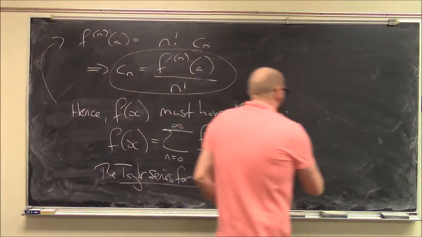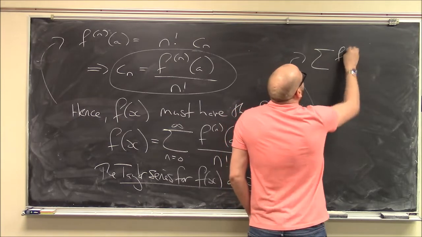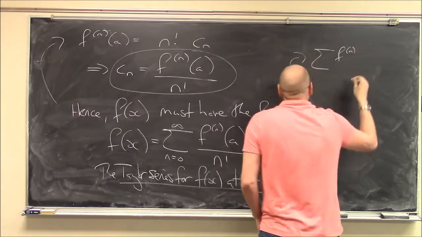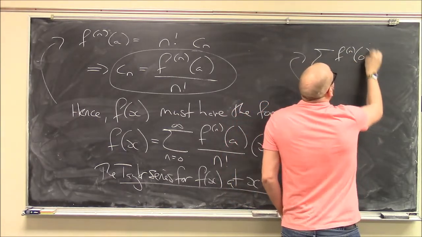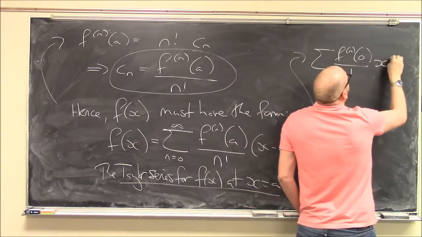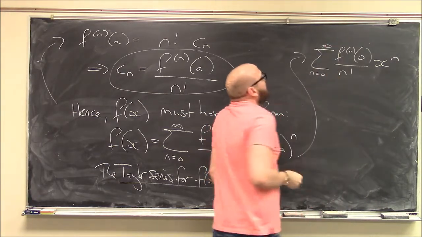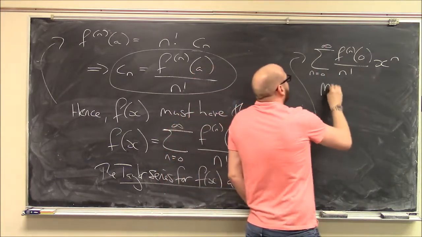The particular case when you take a to be 0, you would get the nth derivative of f at 0 over n factorial times x to the n. This is sometimes called a Maclaurin series.